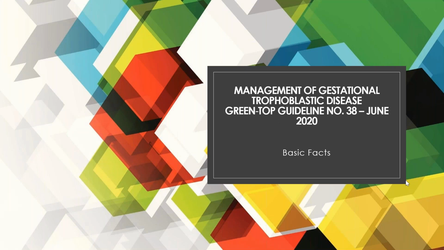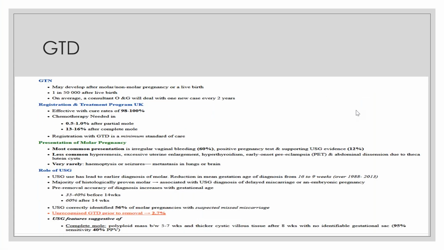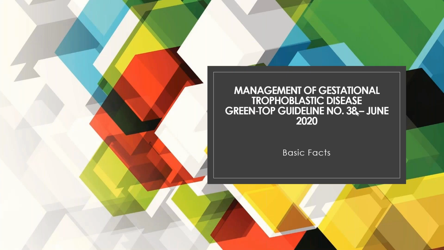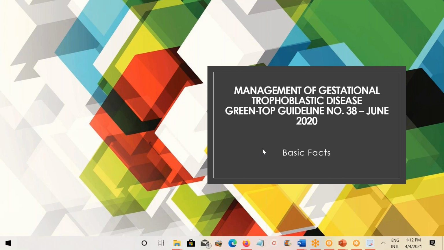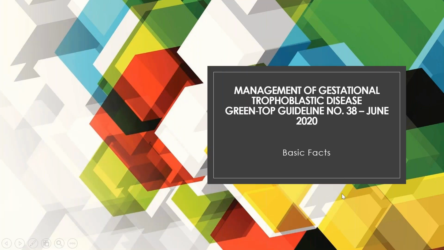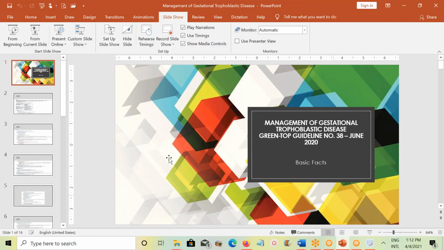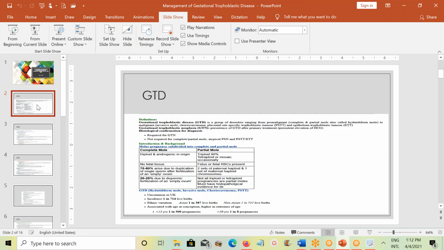Okay, so management of trophoblastic disease. This is Green Top Guideline number 38, and it was updated in September. Okay? So this guideline is very important for you to remember. Why? Because you should have a clear concept of what exactly is happening, how you are going to identify this condition, and how you are going to treat this condition.